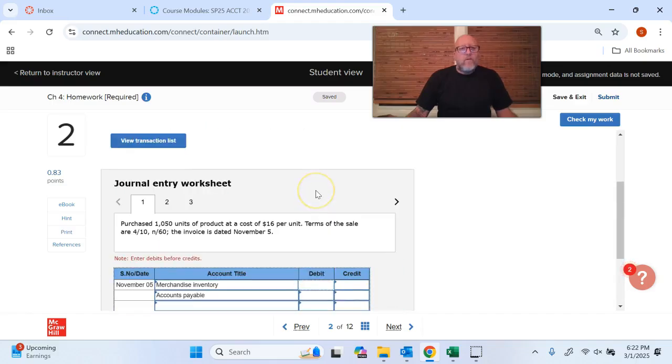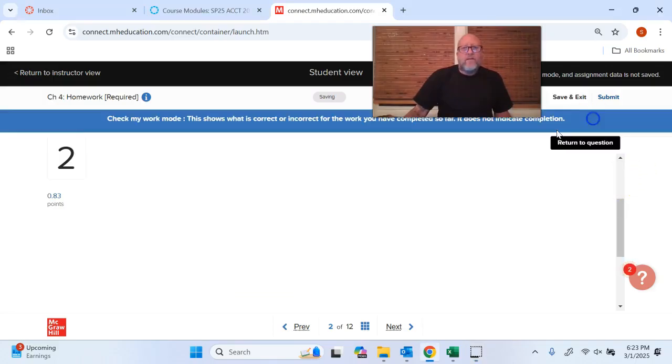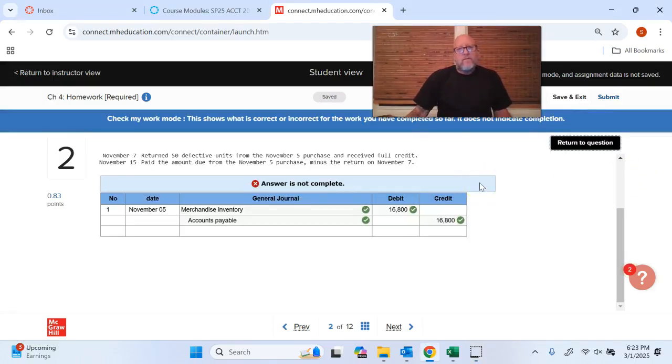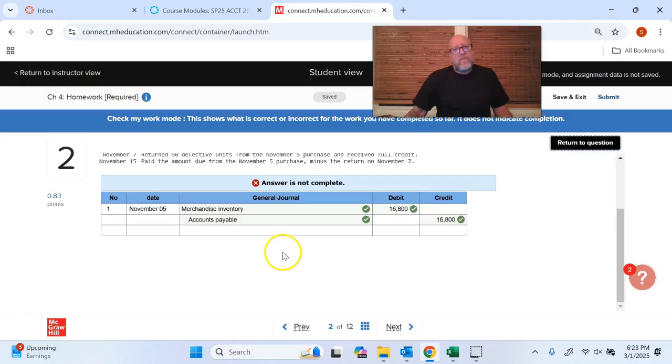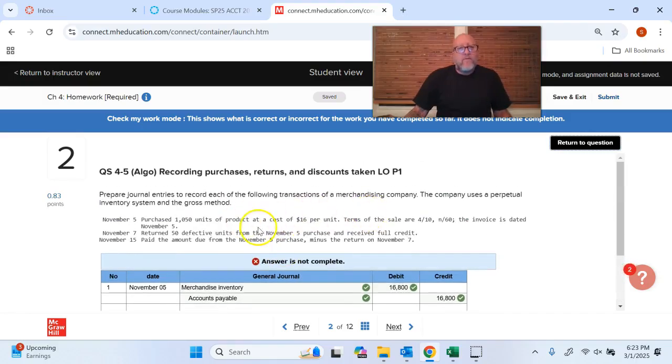And the amount would be the gross amount. That would be 1,050 units times $16 per unit. Boom, magic. 16,800. I'm going to check this answer. Nice. Answer is incomplete only because I haven't done the next two. So look, we're going to return 50 defective units. Okay, I will leave you to that.